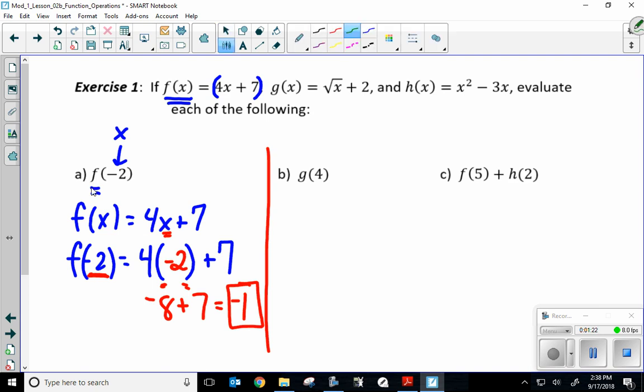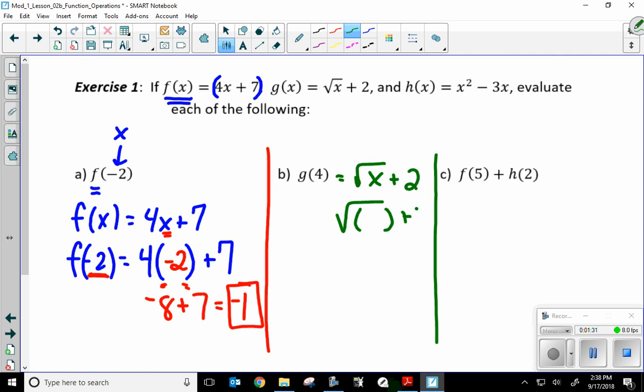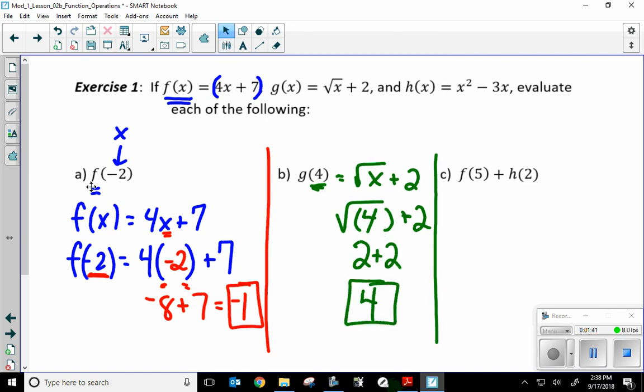All right, g of 4. That's the square root of x plus 2. So that means the square root of some x value plus 2. What's my x value? 4. Well, the square root of 4 is 2 plus 2. That answer is indeed 4.